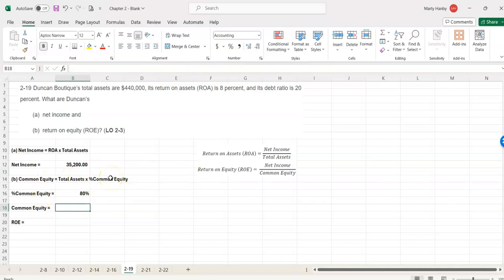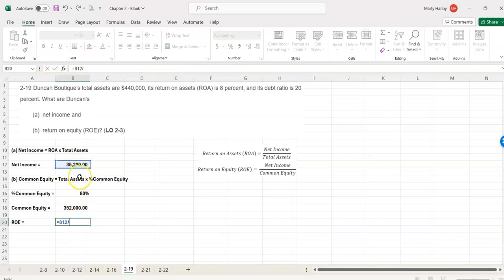So my common equity is going to be my total assets times common equity. Remember the balance sheet equation. So equals 440,000 times the 80%. And my common equity is $352,000.